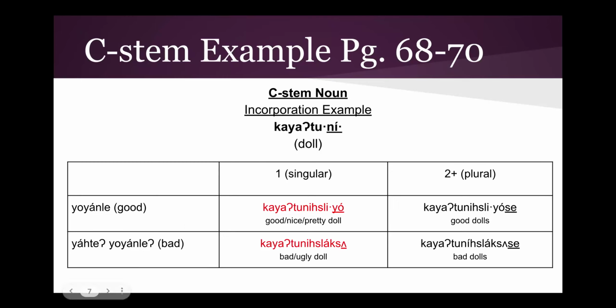So you can also have a bad doll. Gayatduni slux, gayatduni sluxo. And then you can have more than one bad doll too. Gayatduni sluxos, gayatduni sluxose. And I thought I fixed all these typos. This I is not accented, only this A is.